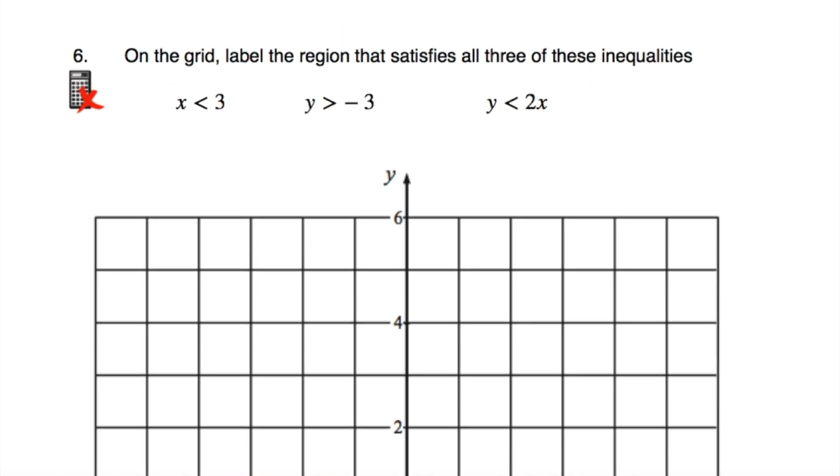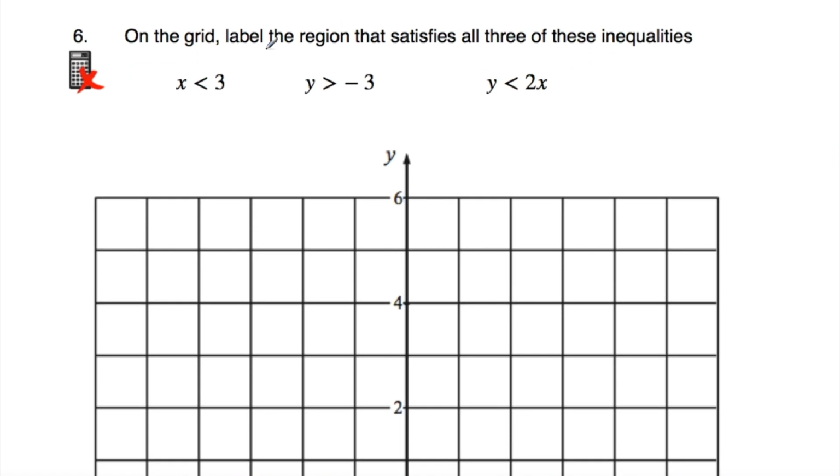Okay, question number 6. So question number 6, we've got these 3 inequalities. And we've been asked to label the region that satisfies all 3 of these inequalities. So we've got x is less than 3, y is bigger than negative 3, and y is less than 2x. Okay, so let's start off with the first one. X is less than 3.